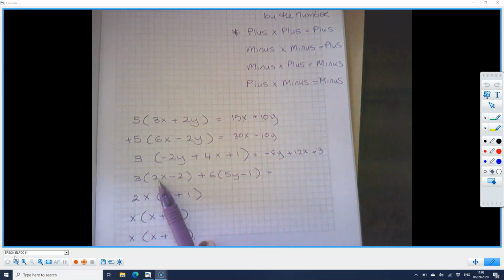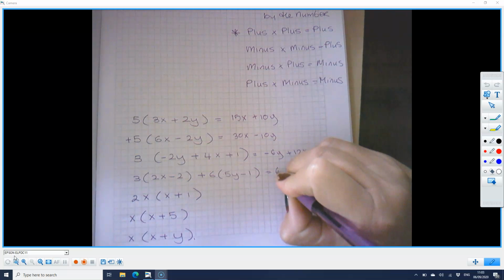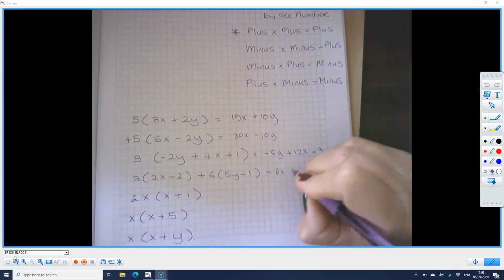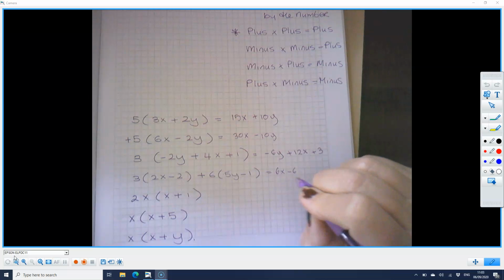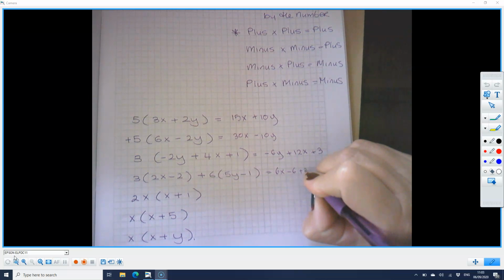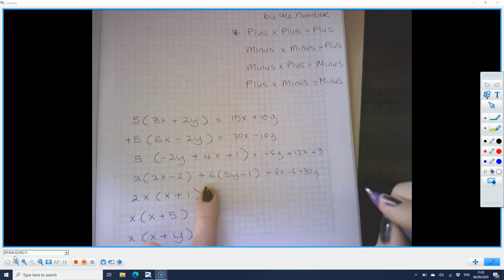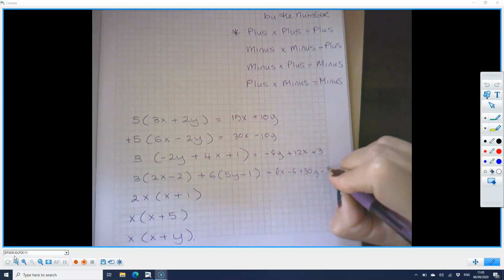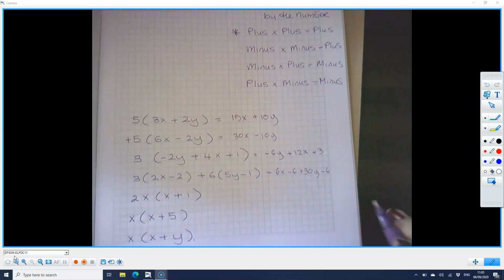So you'd have 3 times 2x, which will give you 6x, 3 times minus 2, which gives you minus 6, and then plus 6 times 5y, which gives you 30y, and then plus 6 times minus 1 will give you minus 6, and then you tidy it up.